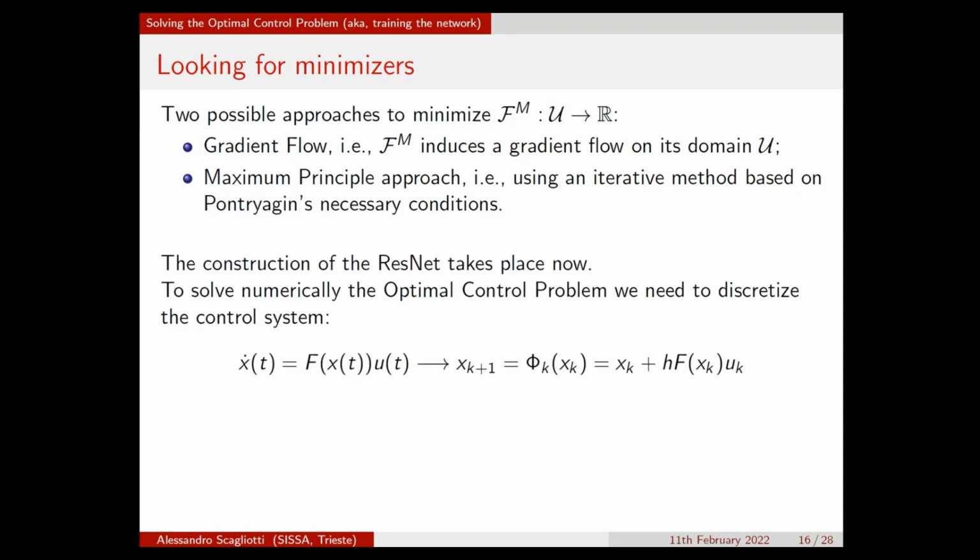Of course, the construction of the residual neural network takes place at this stage. Indeed, in order to solve numerically the optimal control problem, we have to discretize the control system. And I recall to you that if we use the explicit Euler method to discretize this system, we end up exactly with one of those elementary functions. I just recall that I'm using the abridged notation for the linear control system.